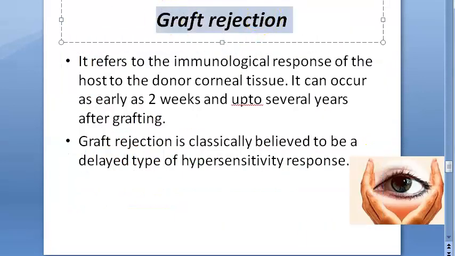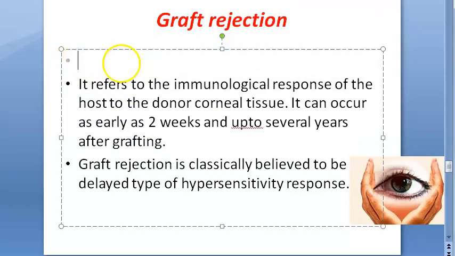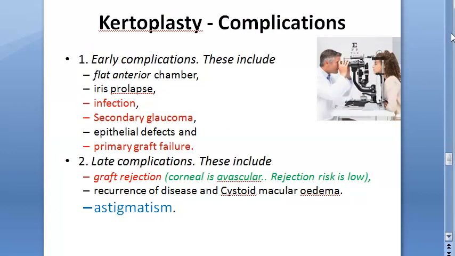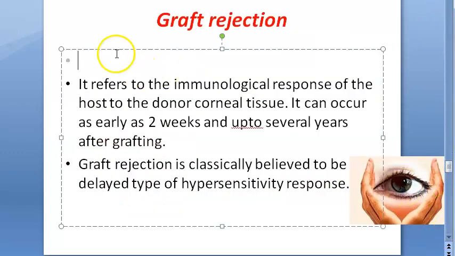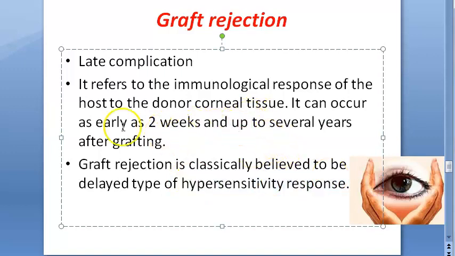Yes, this graft rejection, what is it? It is a long-term complication. Or what was the word they used? Late complication. So it is a late complication. Here they are saying after several years after graft it can happen. As early as 2 weeks it can happen, or several years after grafting it can happen. This is because of hypersensitivity response.